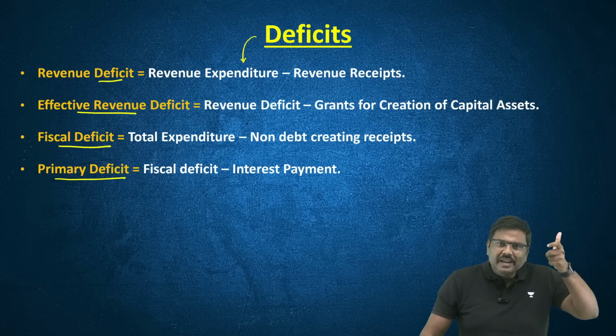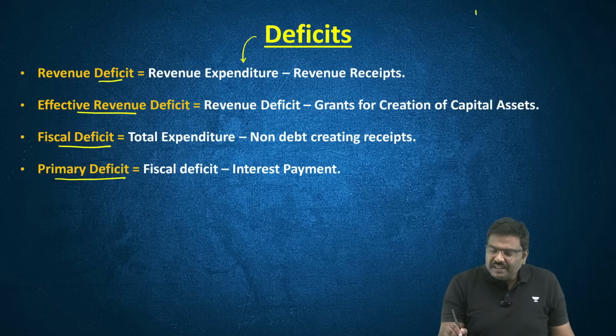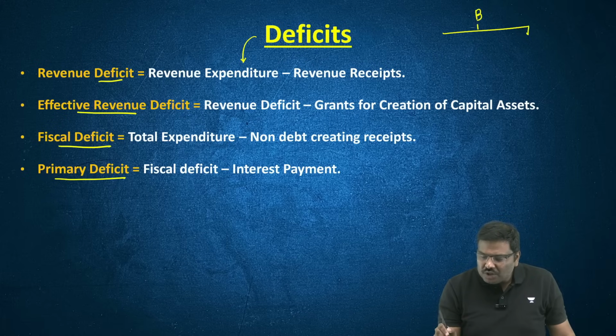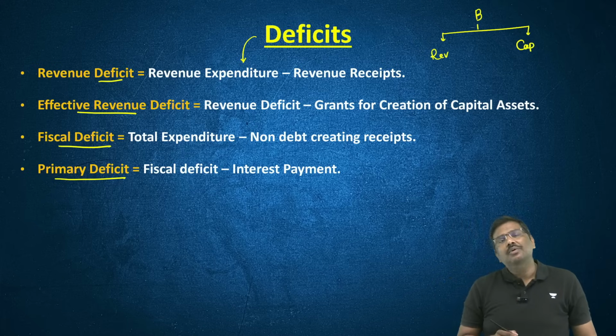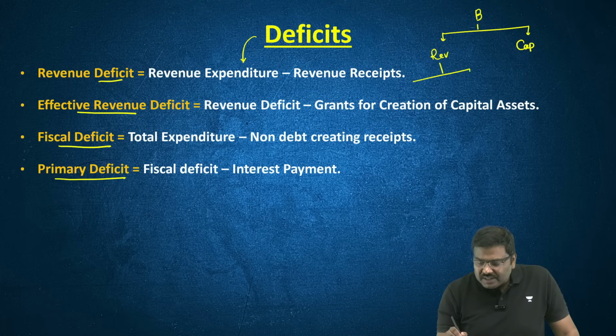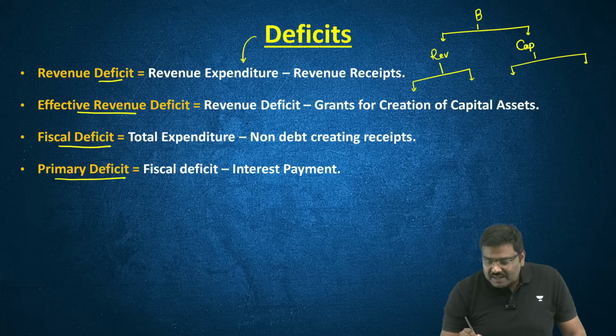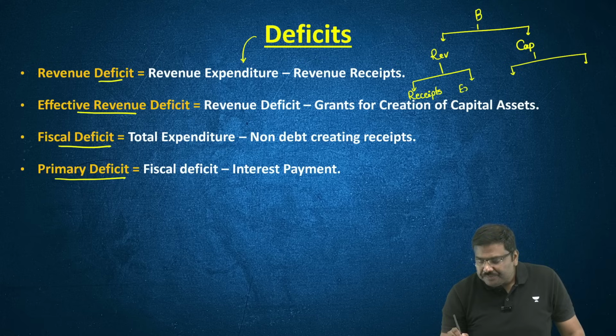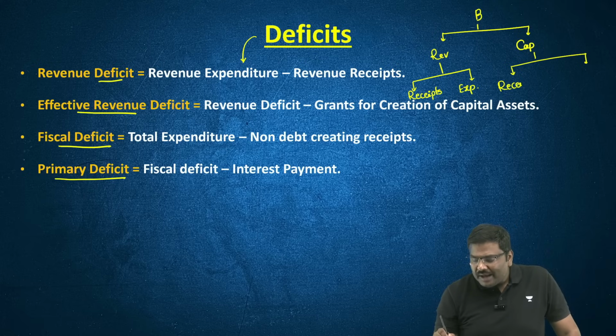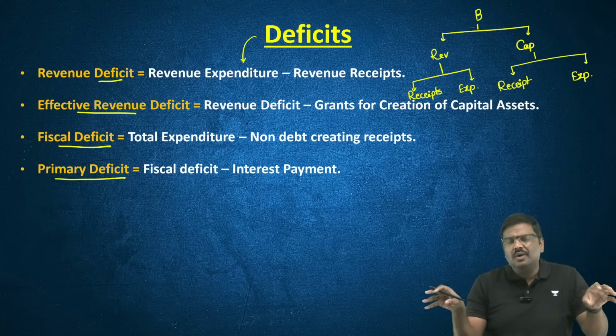Now, those who are wondering, sir, what is this? Budget is divided into 2 sides or 2 accounts. One is called a revenue account, second one is called a capital account. The revenue account is further divided into 2 parts, same for capital account. What are the 2 sides in both revenue and capital? One is receipts, revenue receipts, and the other one is expenditure, that is revenue expenditure. Capital receipts, capital expenditure. This is essentially the division of the budget into different accounts.